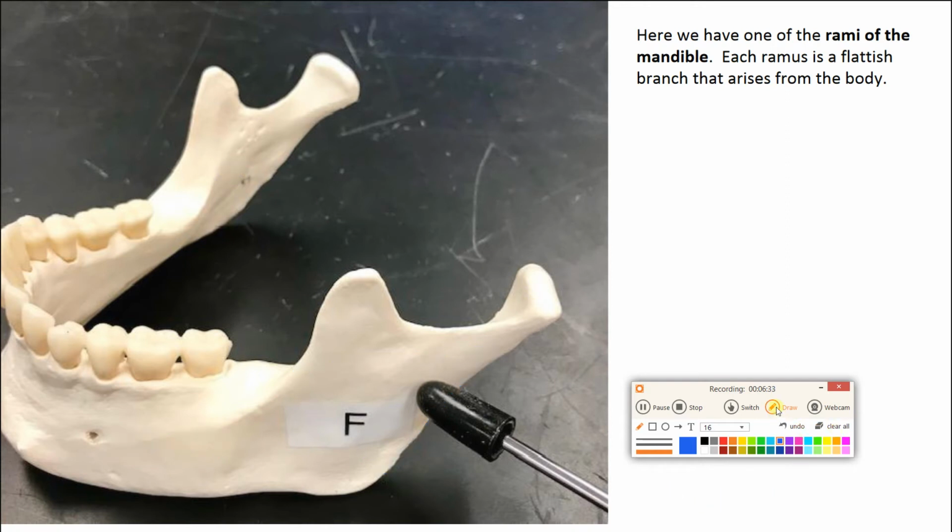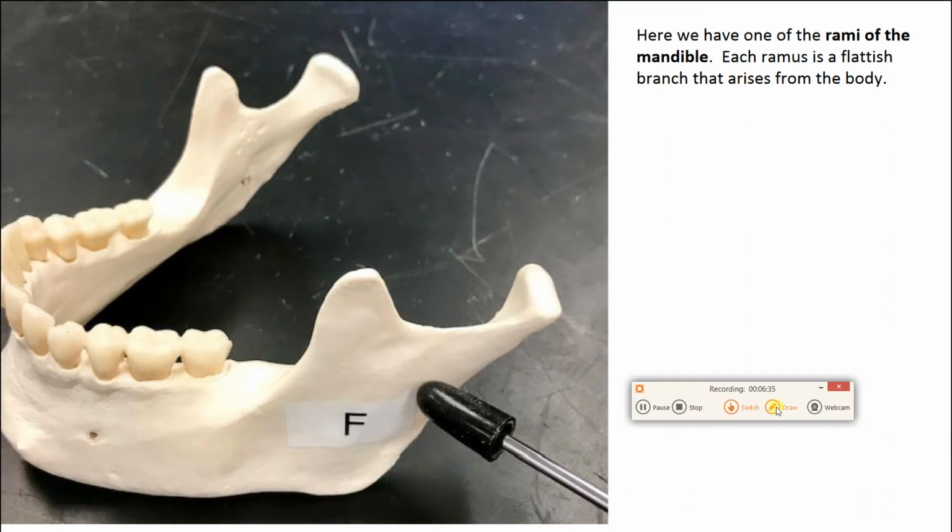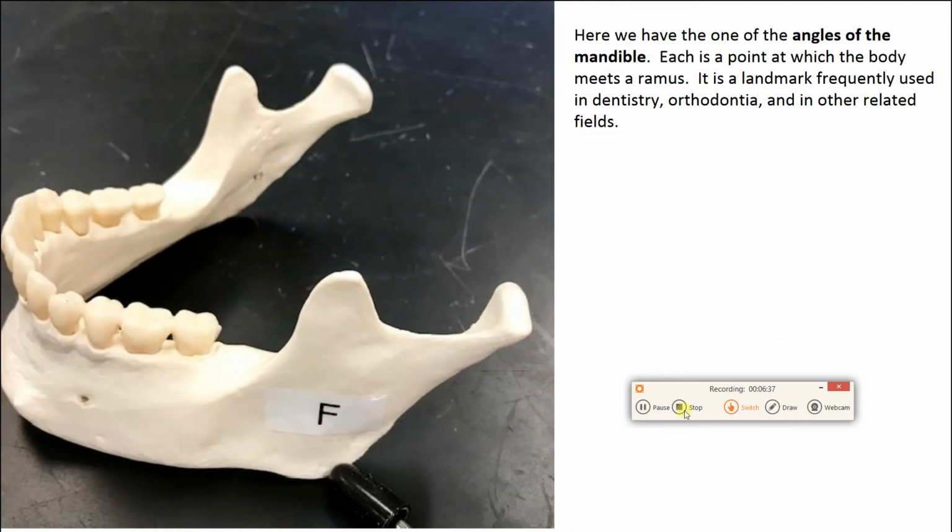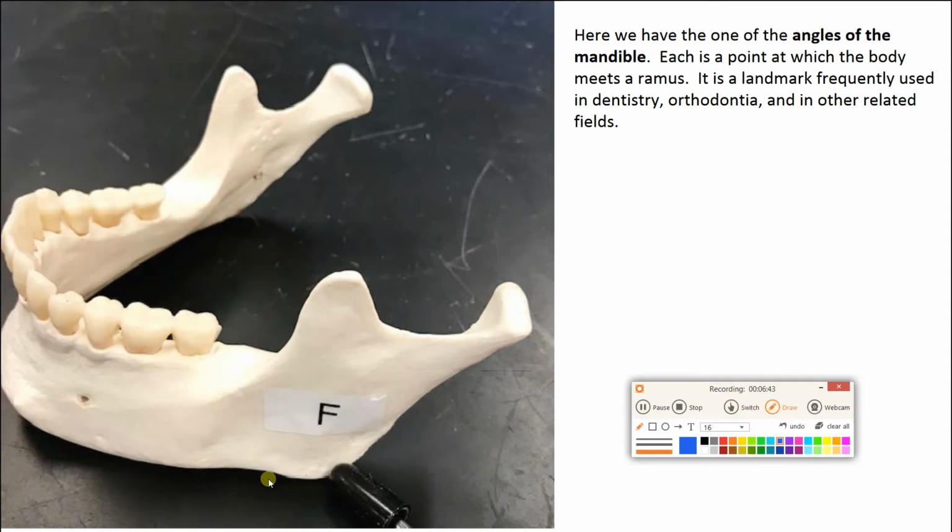Now coming off that ramus, we're going to see some things. We're also going to notice that there is a definite obtuse angle here that we can see. So when the body, so here's the body right here, when the body makes that turn to become the ramus, that spot right there that I'm coloring in is called the angle of the mandible. It's a good landmark. It's used in dentistry and orthodontia and other related fields like that.